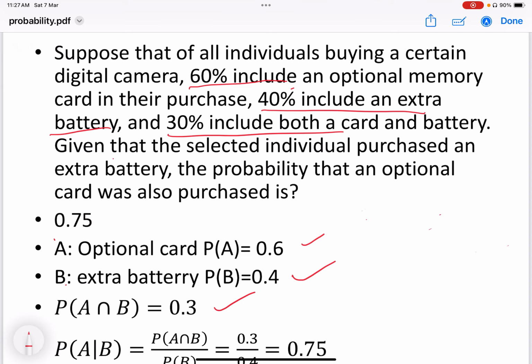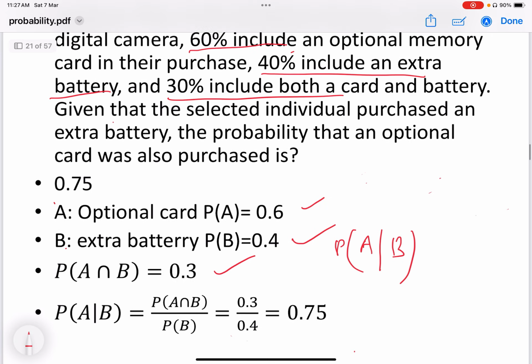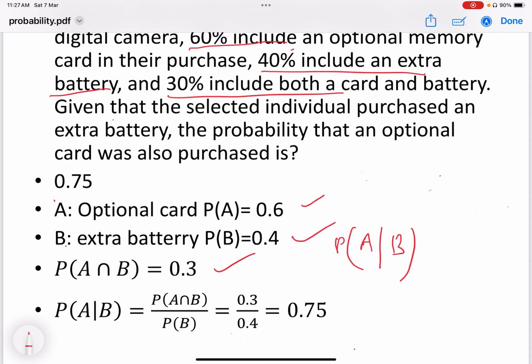Now let us see. Given that the selected individual purchased an extra battery, so that B already occurred. Find the probability that an optional card was also selected. Optional card is A. So find the probability of A given B. And that is nothing but the formula used, P of A intersection B over P of B, that is 0.3 over 0.4. So 0.75 is the answer.